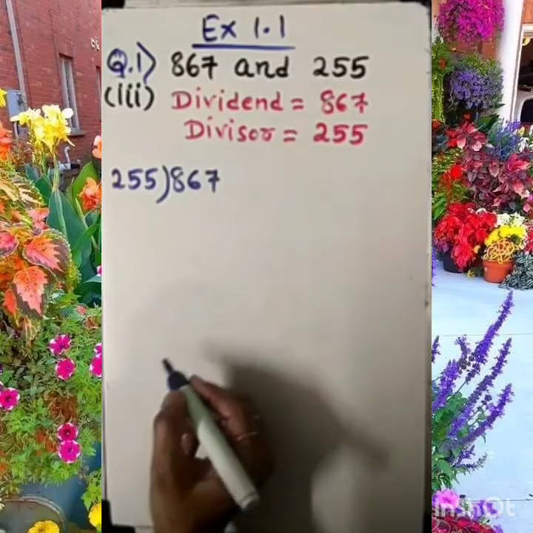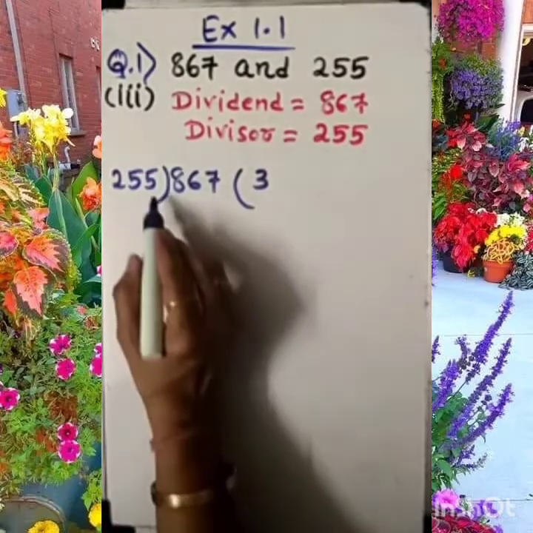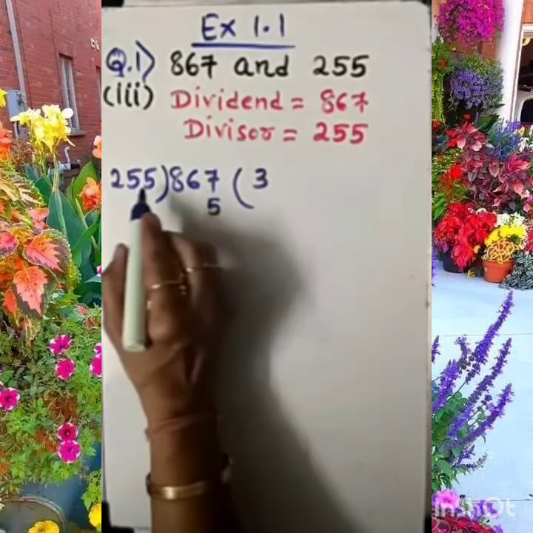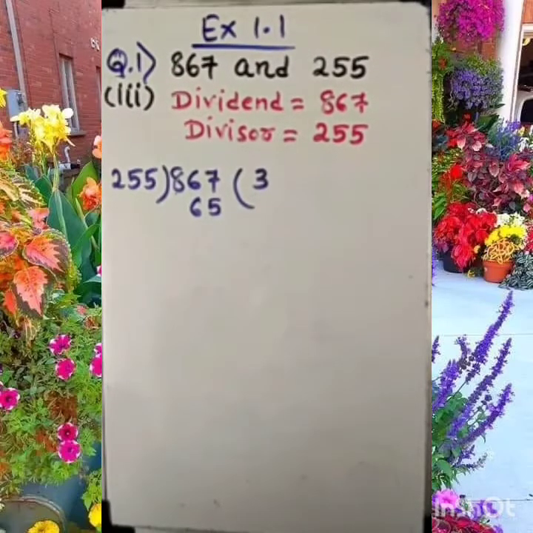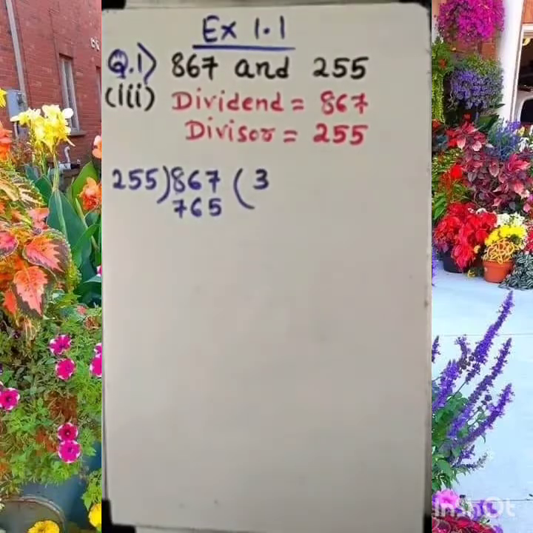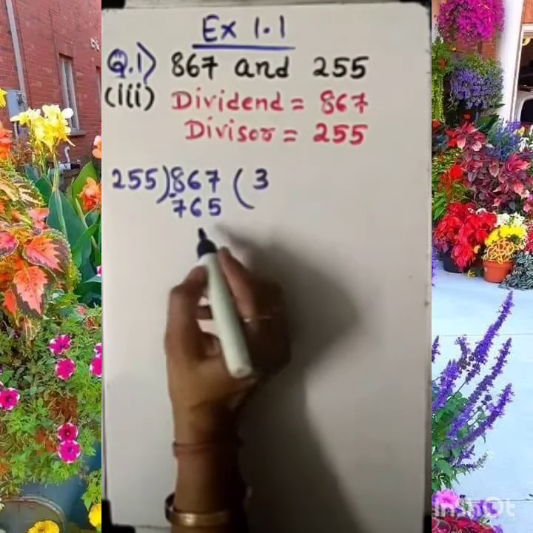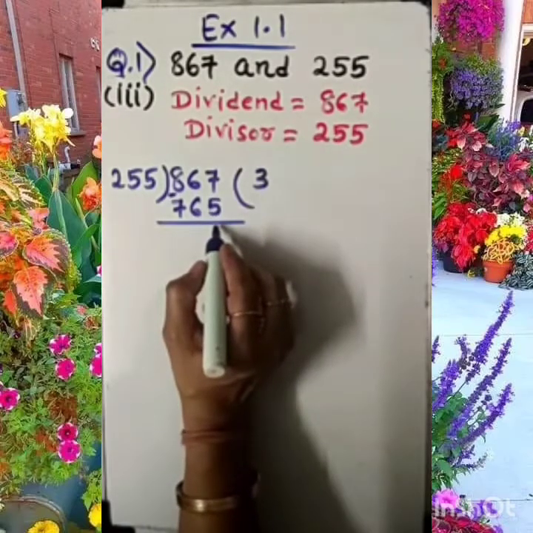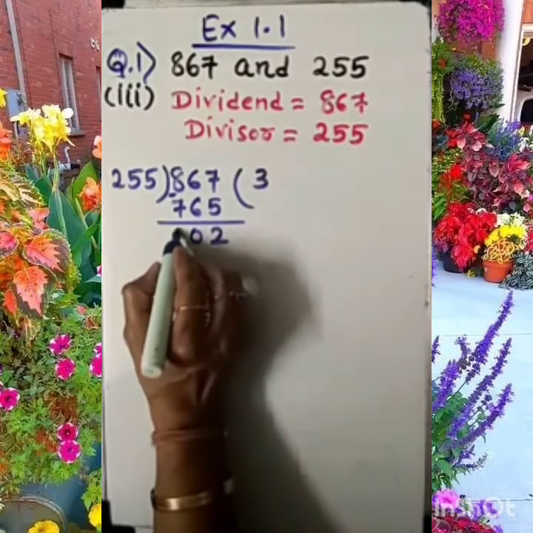Okay. So we know 255 times, what will it come? 5 times 2, 5 times 5 is 25, 2 carry over, 5 times 5 is 25 plus 2 is 27... so it will come 3, okay, so it is 765. If we subtract it, then what do we have here? 7 minus 5 will be 2, 6 minus 6, 0, 8 minus 7 will be 1.